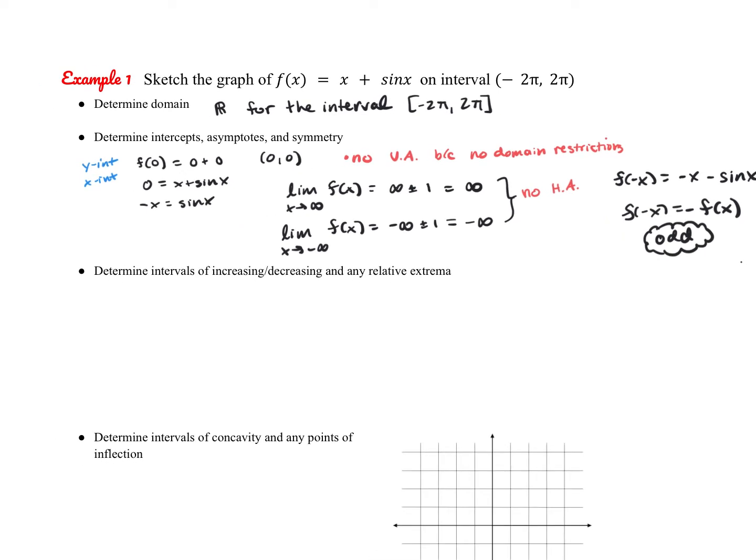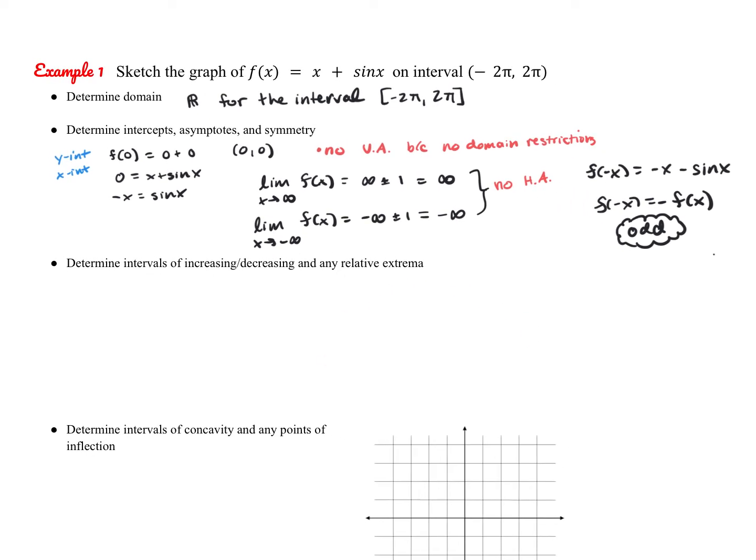So that means that all of our points will be reflected 180 degrees about the origin. So again, that could save us a little bit of time. If we know points on the right side of our graph, we can just reflect them down to the left side.